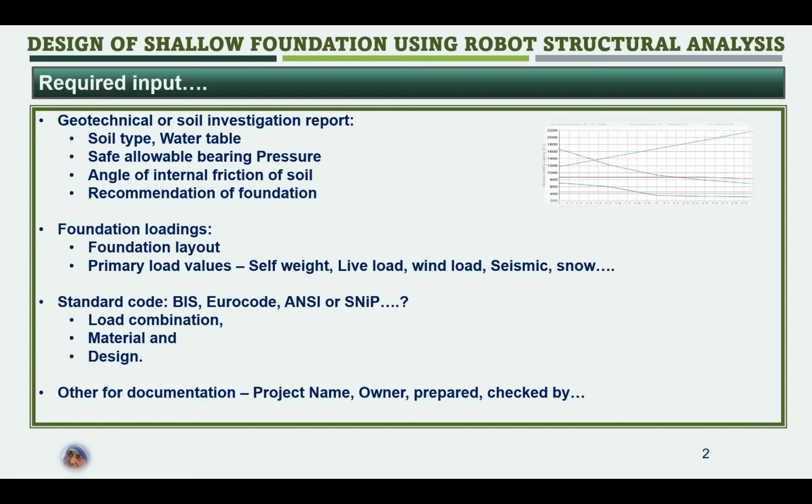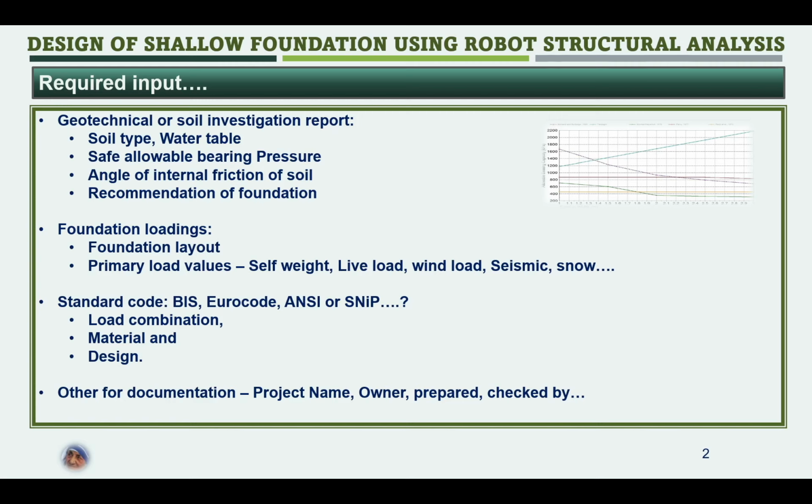The standard code to be followed for load combination, material and design may be an Indian standard, European code, American standard, or Indonesian, Philippines, Algerian, Chinese, Japanese. It depends upon the national code and the project requirement. Also other inputs for documentation purposes such as project name, owner, prepared by, checked by. So these are the basic inputs required to perform a design of a shallow foundation in Robot Structural.